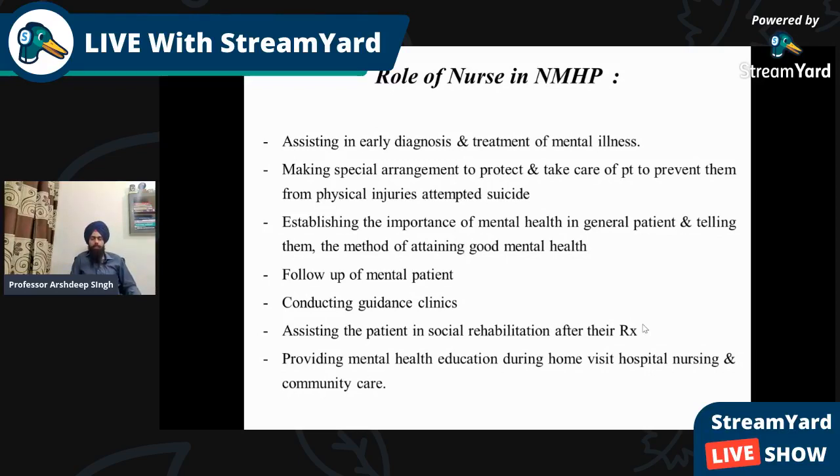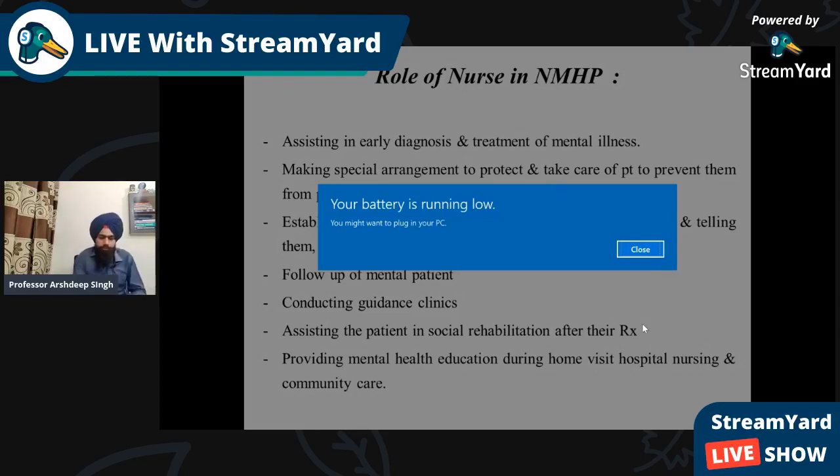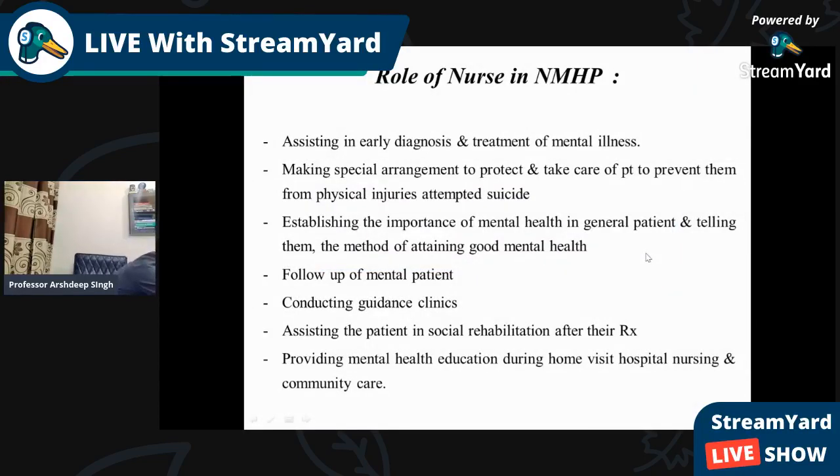Second, making special arrangements to protect and take care of the patient to prevent physical injuries or attempted suicide. There is always a risk that a mental patient can harm himself or herself, or can commit suicide. The nurse is the person who is always caring for the person with mental illness. So the nurse can always protect the patient from any harm to himself or herself, to others, and from suicide. So that is also an important role.